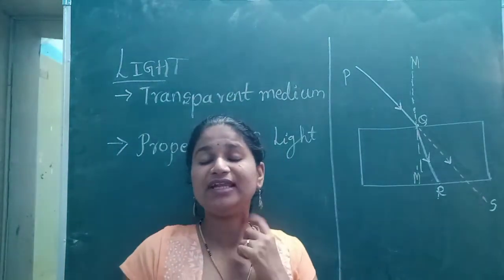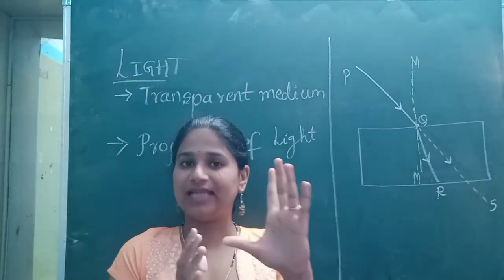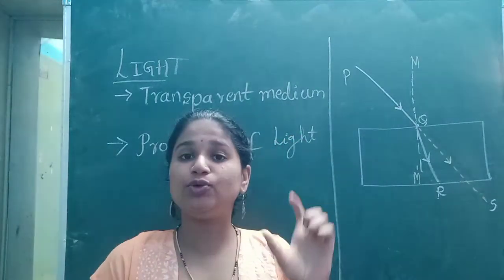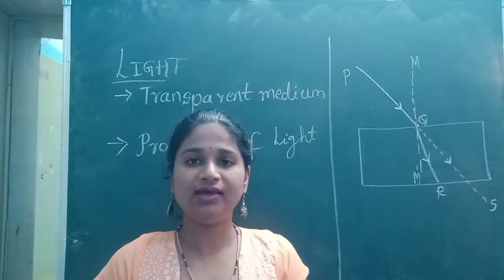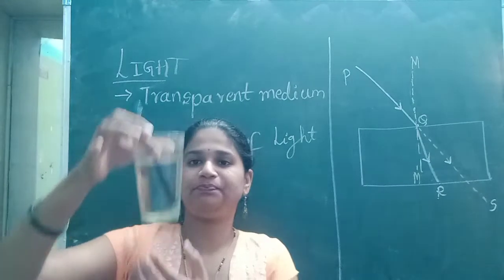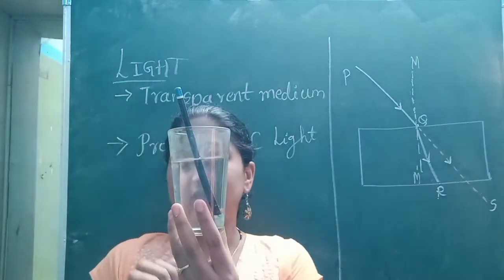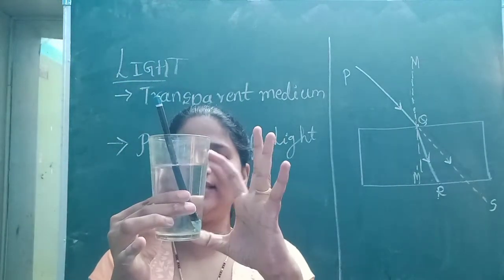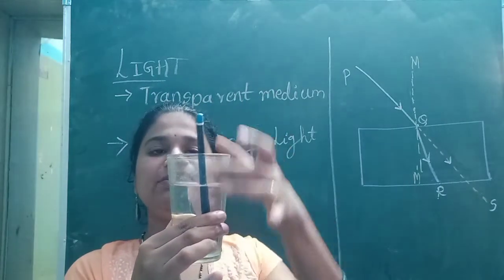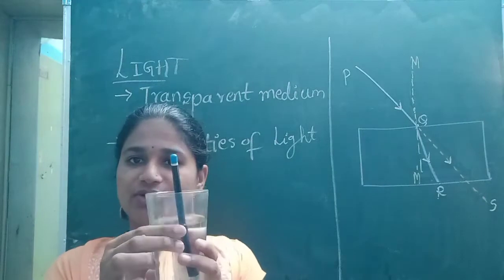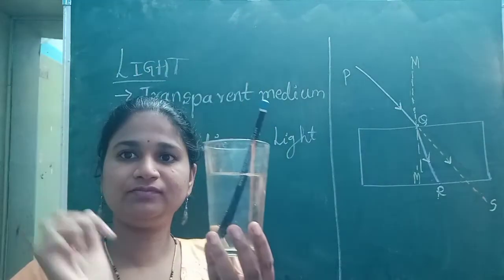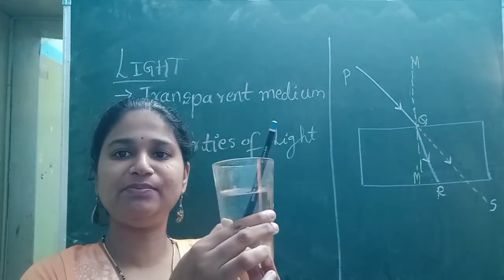For that you need a glass which is half filled with water. Then you need a pencil. Then we have to perform the activity like this. See, here what I did, I took a glass, I filled it with some amount of water, that is 3/4. Then I immersed a pencil in it. So here see, this is a pencil and it is immersed in water.